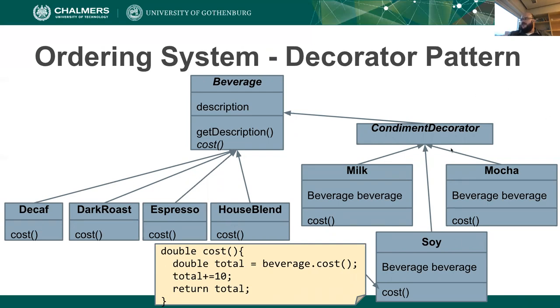And then we have our condiments, and our condiments inherit from beverage as well. These are our decorators that wrap around these different types of coffee. Each has a pointer to the type of beverage, and its cost method is going to call the cost method of whatever it wraps, add something on top of that, and return the total, right? So our soy milk is going to be 10 crowns to add on. So we'll add that on to whatever the base beverage costs. If we wrap another decorator around that and so on, it's going to continue delegating down this tree.